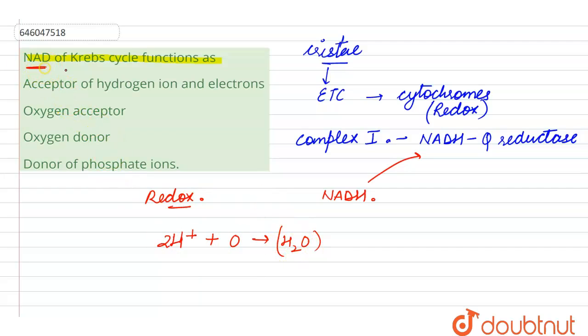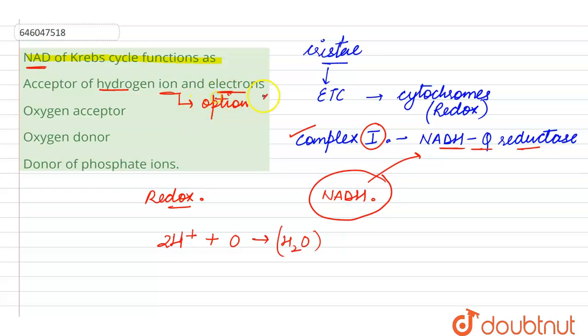So here we see that the NAD, which is a part of complex 1, that is NADH Q reductase, is a component of complex number 1, and it is an acceptor of hydrogen ions, that is protons, as well as the electrons, while the hydrogen ions are accepted from the NADH which is produced in the Krebs cycle or in glycolysis. So here we can see that option number 1 is the right answer for this question.